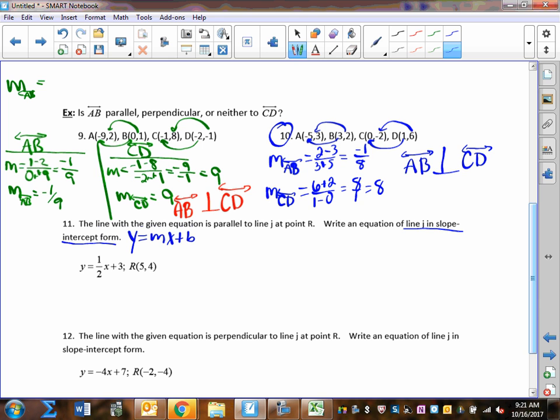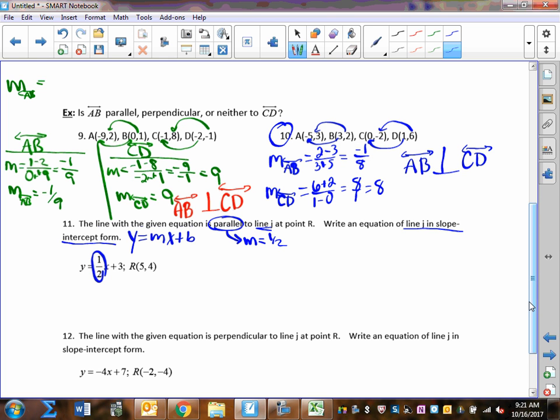Now you could start off in point-slope if you want, or you can start off in that form and plug in points and solve for b. Either way is fine. Let's look at what we know about line J. So line J is parallel to this equation here. So if it's parallel, what do we know about that slope? It's the same. So what is my slope here? 1/2, which means my slope for line J must be 1/2.